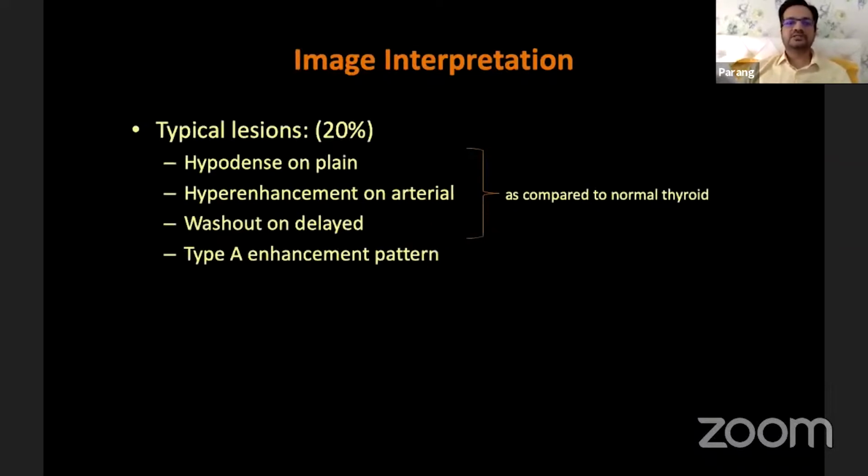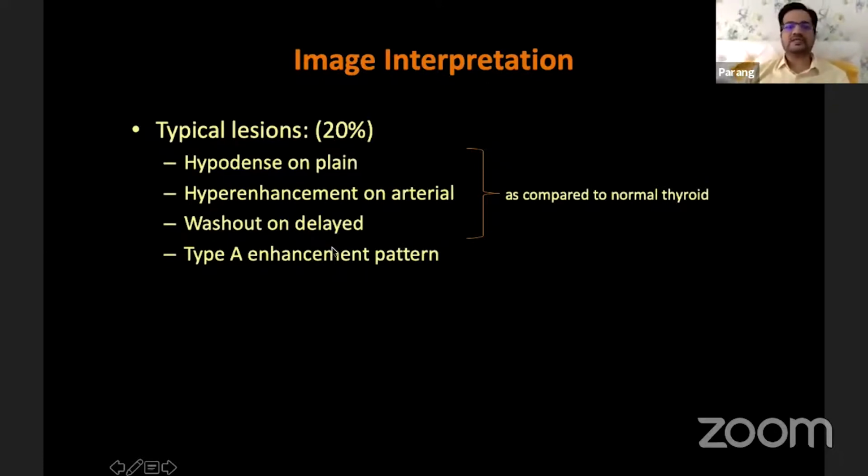So the image interpretation: the typical lesion, though it is not seen so commonly, but when seen, is diagnostic of parathyroid adenoma. That is, the lesion will be hypodense on plain. And when we say anything hypodense, hyperenhancing, or washout, it is in relation to the normal thyroid that is present. It will show hyperenhancement on arterial. We will be able to see a differential enhancement from thyroid. And then it will wash out on the delayed phase, and this is the phase where it will be clearly seen separate from the thyroid gland. And it is called a type A enhancement pattern.